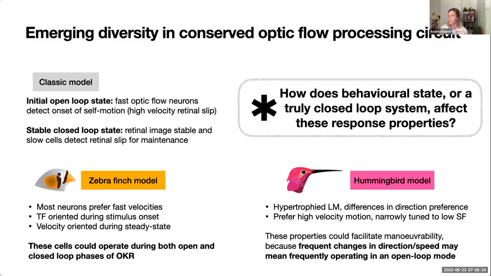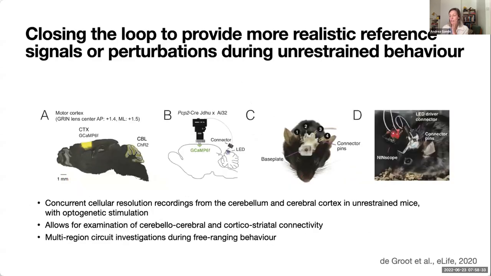So the next interesting question is, how does behavioral state or a truly closed loop system affect these response properties? There's a number of groups that are really trying to tackle this, or have been for a while, but a lot of novel advances and miniaturizations of technology are enabling researchers to close this loop more effectively, or on different scales, to provide more realistic signals or perturbations during unrestrained behavior.